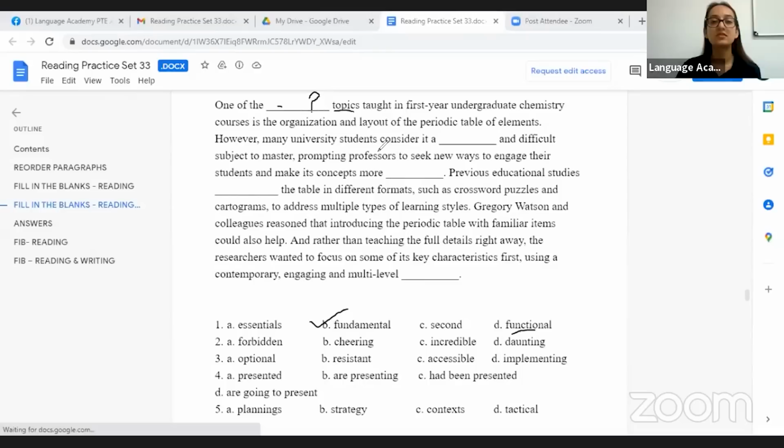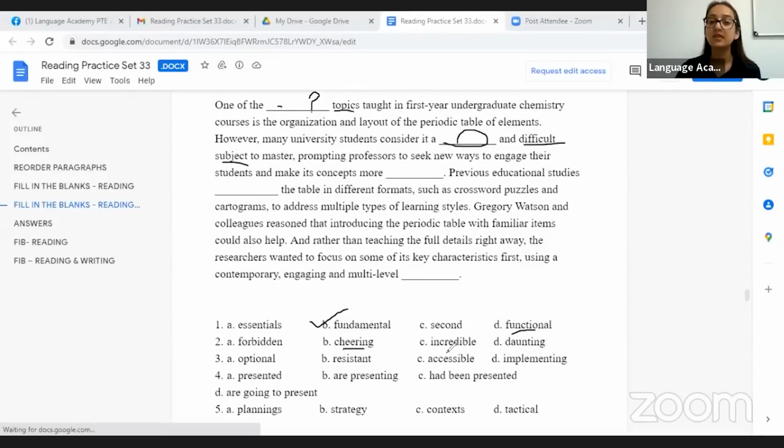"However, many university students consider it a dash and difficult subject to master." The second word after "and" they have used is negative, difficult. So we also need a negative word here, some word that can describe a subject. So a subject can be difficult. Forbidden is not a word that can describe it. Forbidden means prohibited, not allowed. This is not a word that can describe a subject.